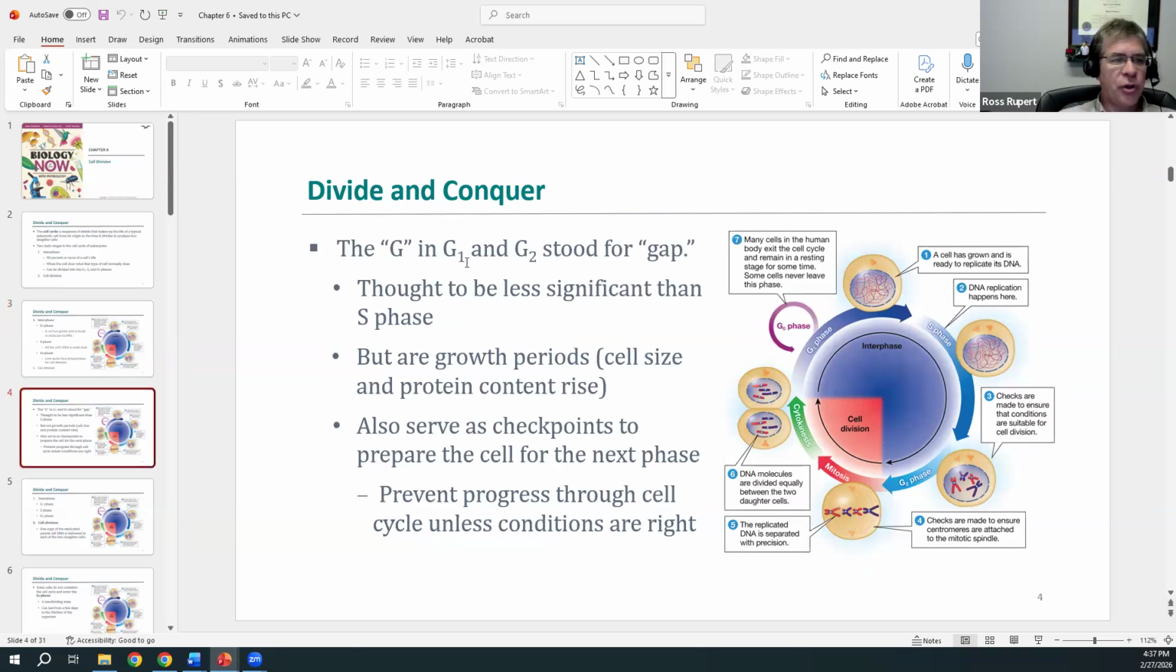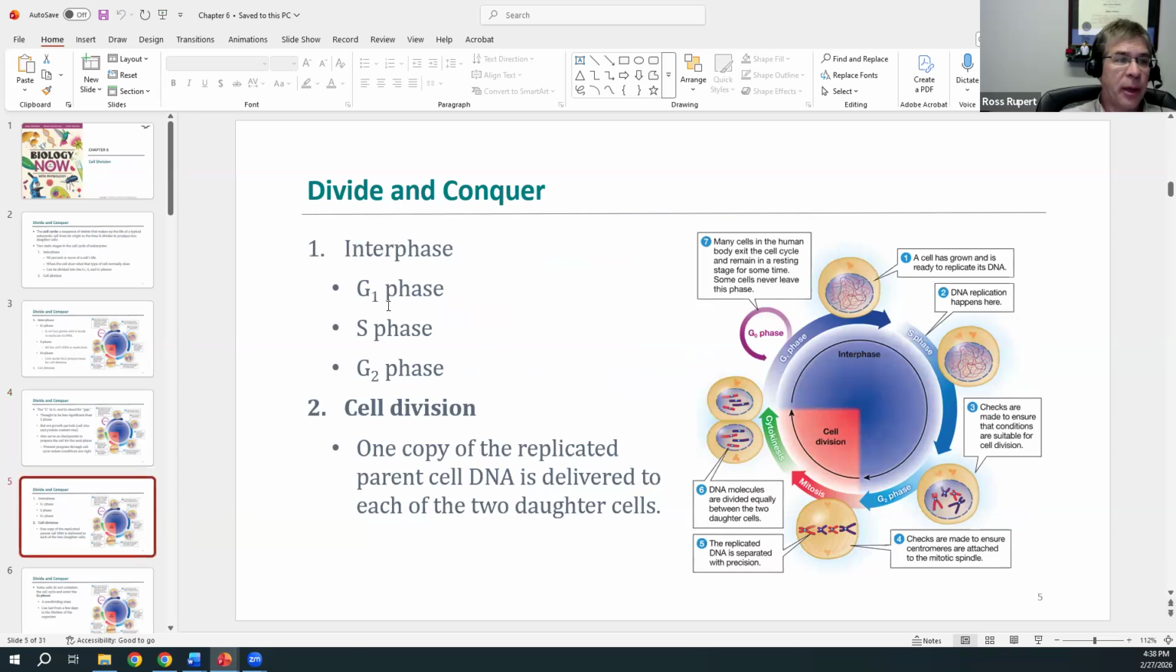The G in G1 and G2 stands for gap. It's not as important as the S phase, but they're growth periods. They also serve as checkpoints. We'll talk about that in a little while. At the edge of each of these different colored lines are checkpoints where the cell analyzes itself and decides whether it should grow and divide or not. And something bad happens if it goes through those when it shouldn't.